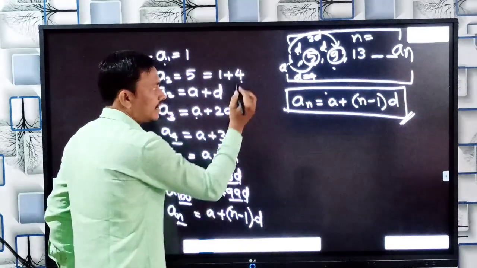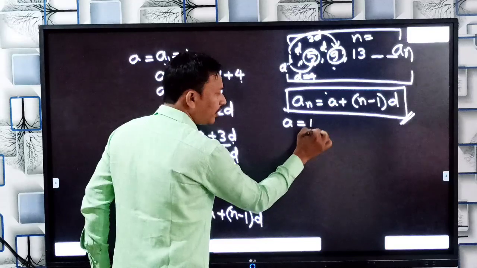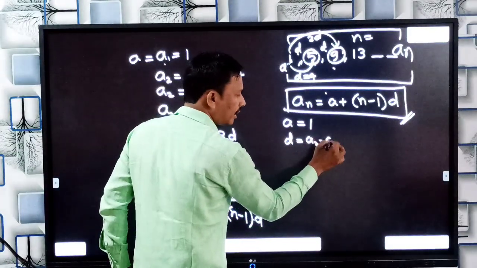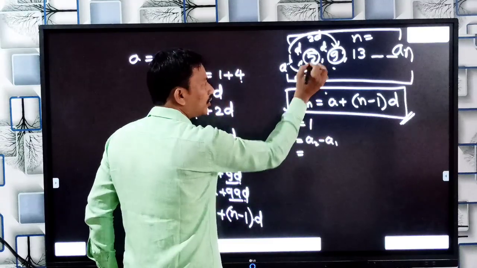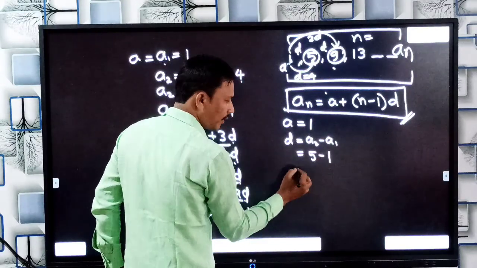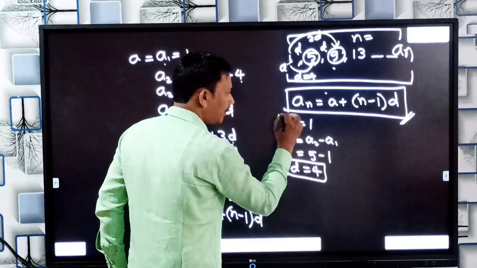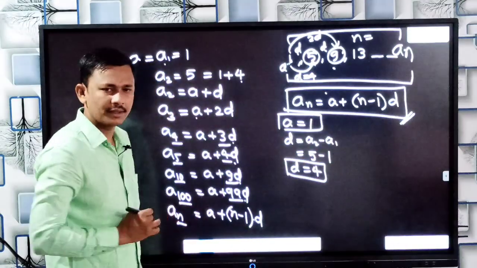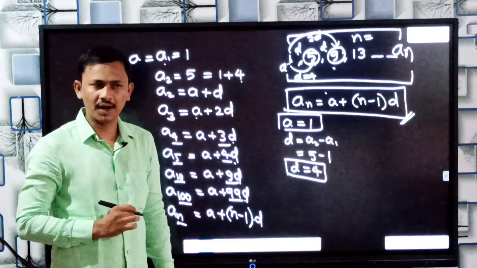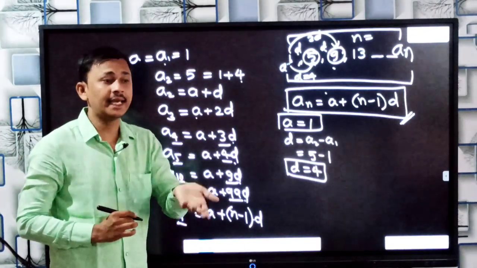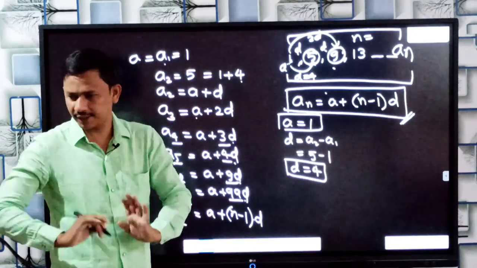What is the question here? a is equal to 1. d is equal to a2 minus a1. d is equal to 5 minus 1. d is equal to 4. We got a value. We got d value. What we need to find out? an. General formula of an. an का general formula find out करेंगे.